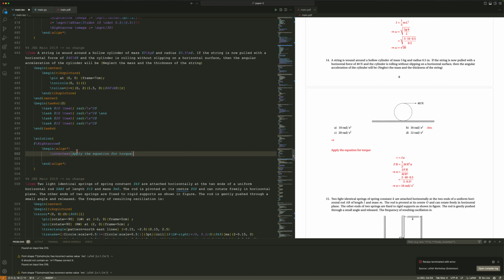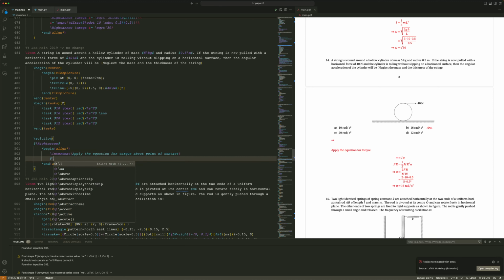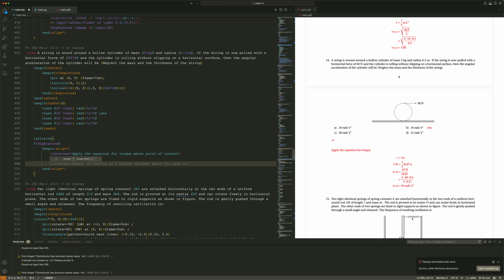So again, let's apply the equation for torque about the point of contact, which is F, 40 Newton, times 2R, which is the diameter, equals I alpha, and then we can proceed. We want alpha.